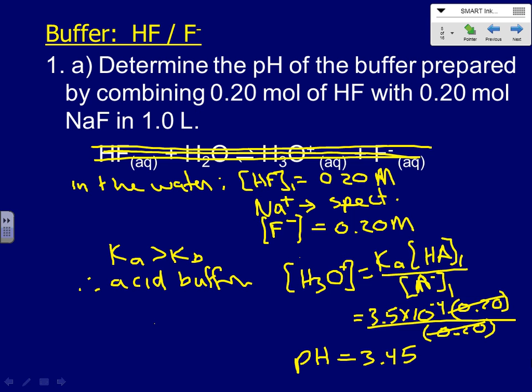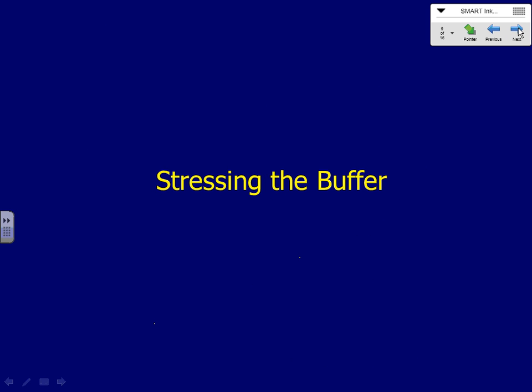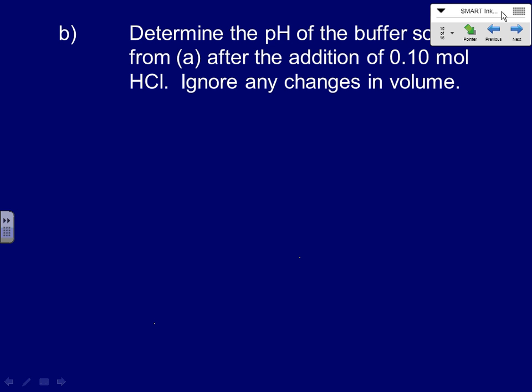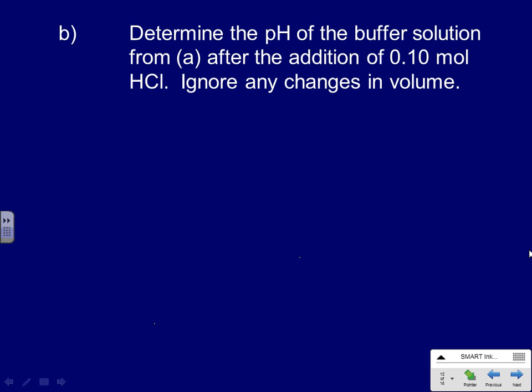Next, we're going to stress the buffer. We're going to add some strong acid or some strong base to this buffer situation, and we're going to ask ourselves, what's going to happen to the pH? Okay, stressing the buffer. This is really just the next part of a question, because very often I will ask the question kind of in sequence, the way you're seeing it. What is it in pure water? What's the pH of the buffer? And then we're going to stress the buffer. So this is really part B, but put the title stressing the buffer. There's nothing wrong with that.